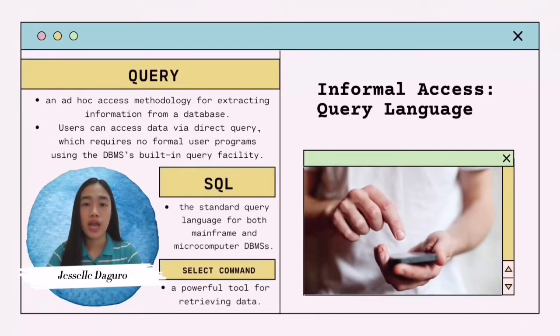The second method by which users can access the database is through the informal access query language. Query is defined as an ad hoc access methodology for extracting information from the database. Through the informal method of queries, the users can access data via direct query, which requires no formal user programs, using the database management system's built-in query facility. This feature allows authorized users to process data independent of professional programmers by providing a friendly environment for integrating and retrieving data to produce ad hoc management reports.